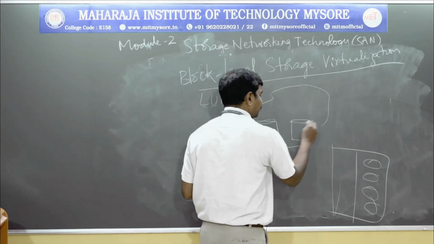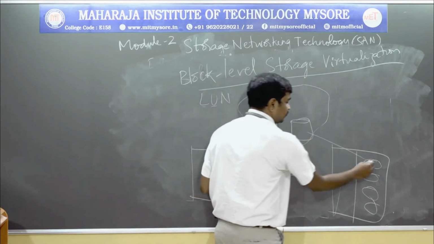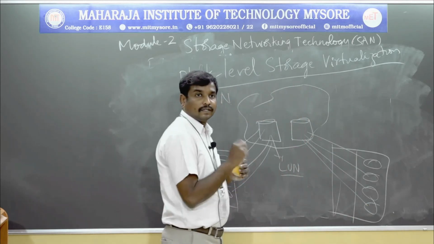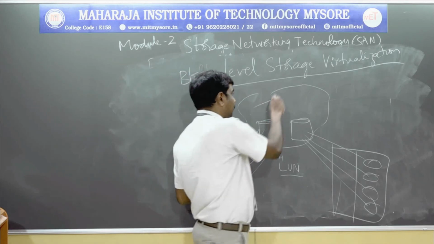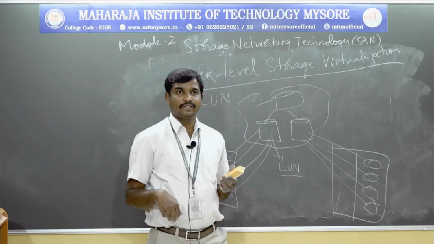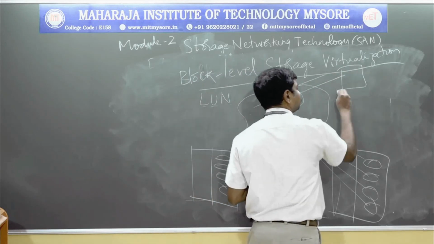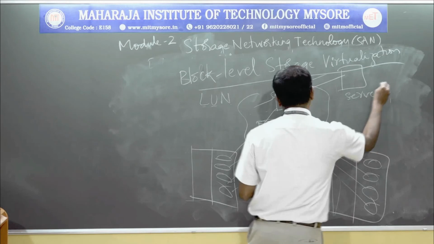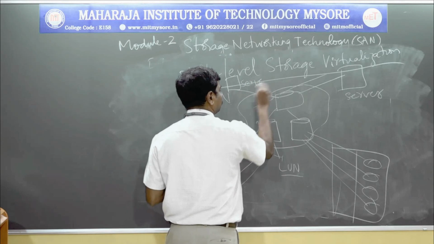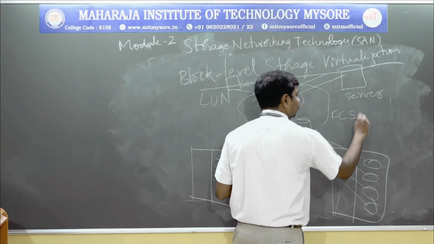This is one type of logical unit number, which is not actually the physical one. I have discussed this in the first unit. These logical unit numbers in turn will be converted into a single number by using fiber channel. These in turn will connect to the servers, so different servers, server 1 and server 2, like that we can connect. This is nothing but the fiber channel storage area network.